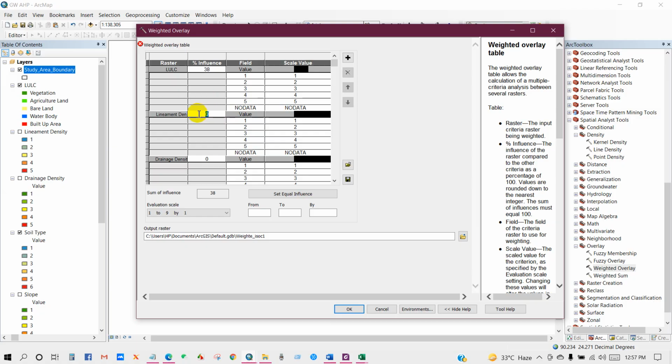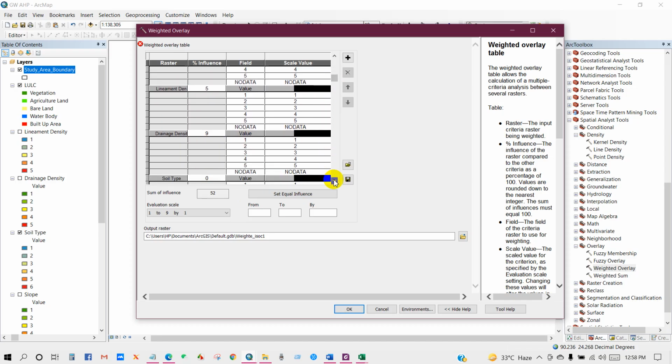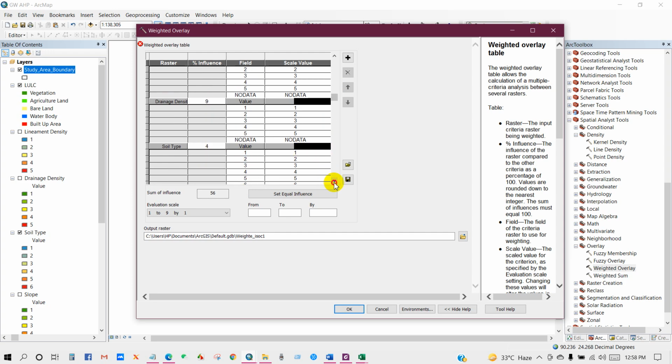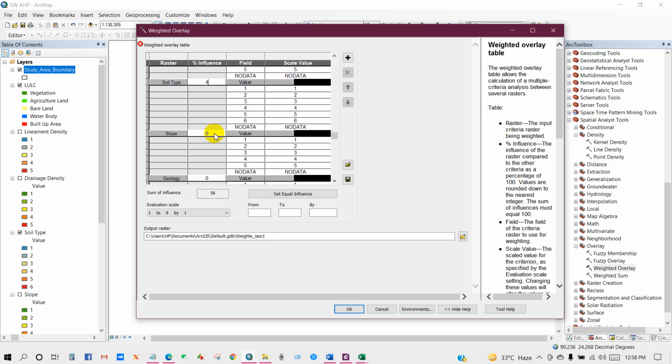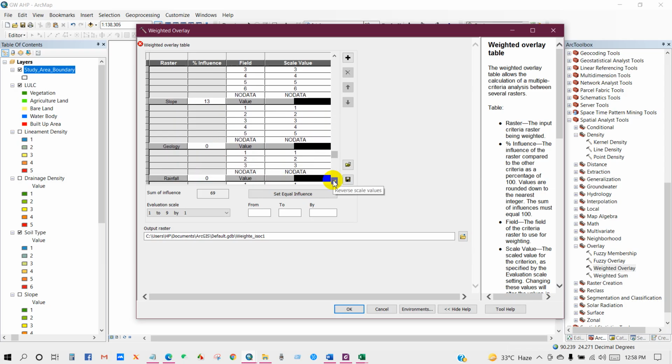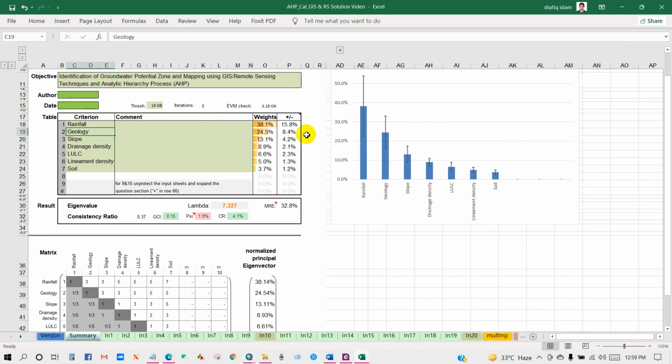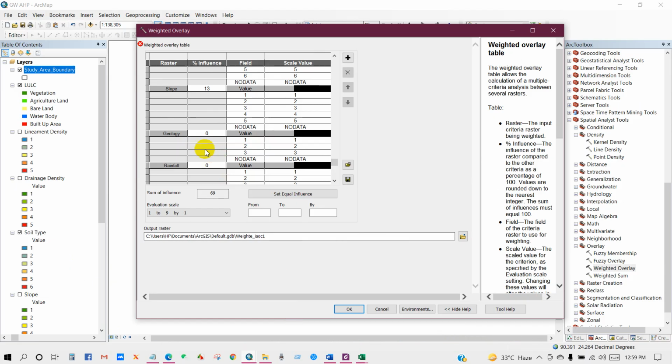Lineament density, the weight is 5. For drainage density, the value is 9. For soil type, 4. For slope, 13. For geology, the weight value is 25. And for rainfall, it is 38.